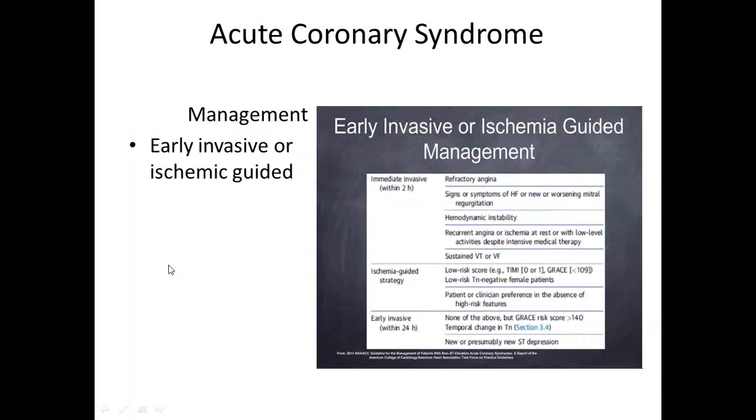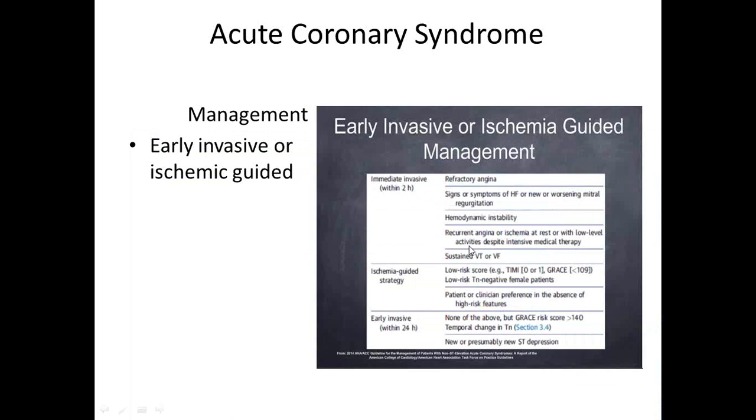Now, the patient comes in with acute coronary syndrome. You might want to do what we call an early invasive or ischemic guided management. What we mean by that is you take the patient to the cath lab, you do a cardiac cath, you put a stent in, and the patient does well. So you want to do immediate invasive management, that is within 2 hours. If you use your IV nitroglycerin and the patient is still having symptoms, it's best to take the patient to the cath lab and see what's going on.